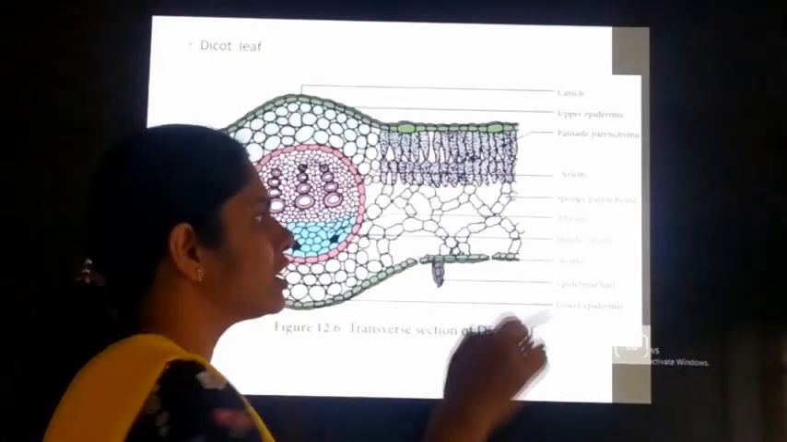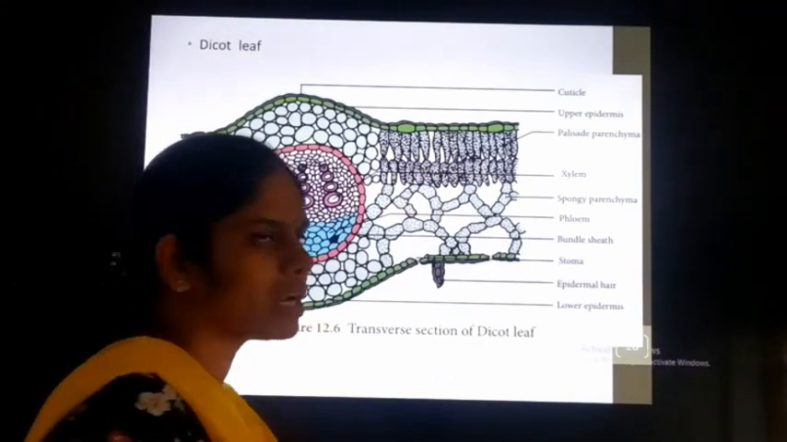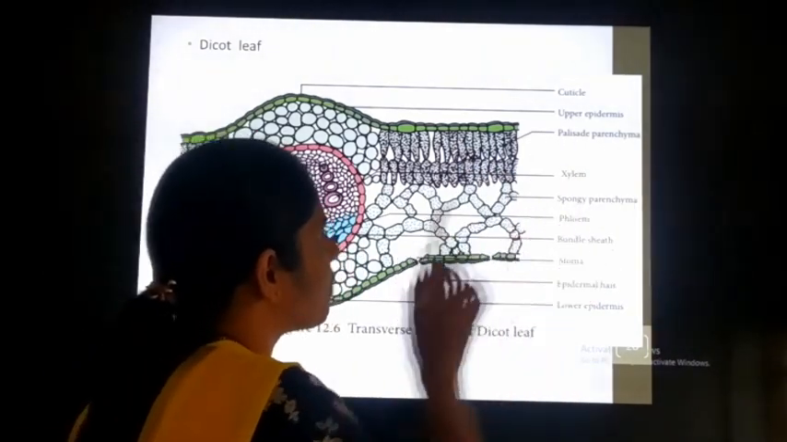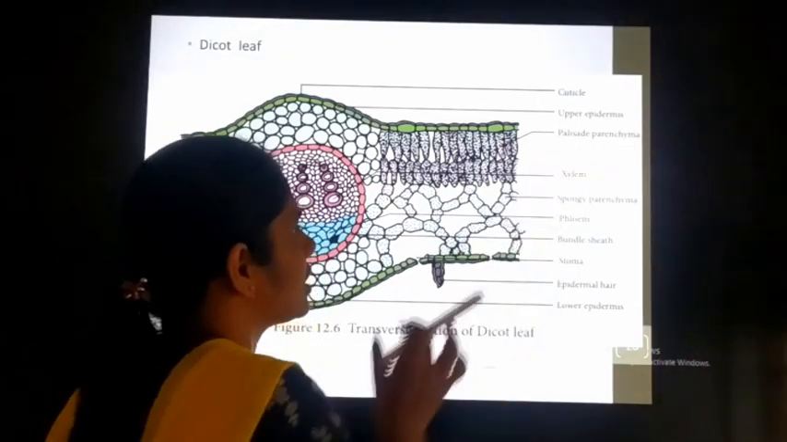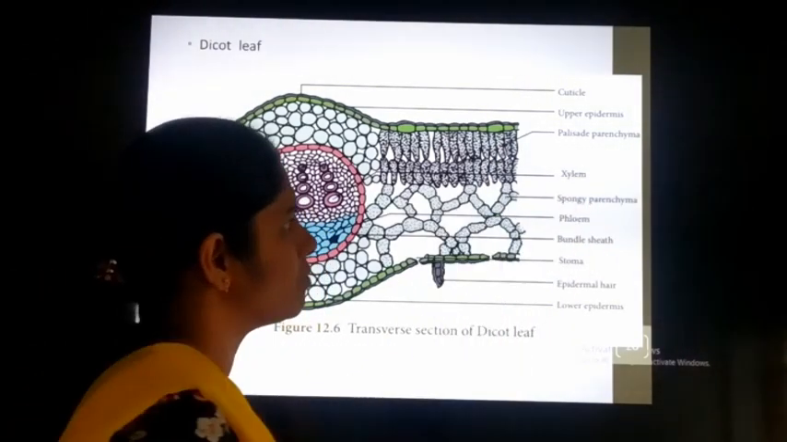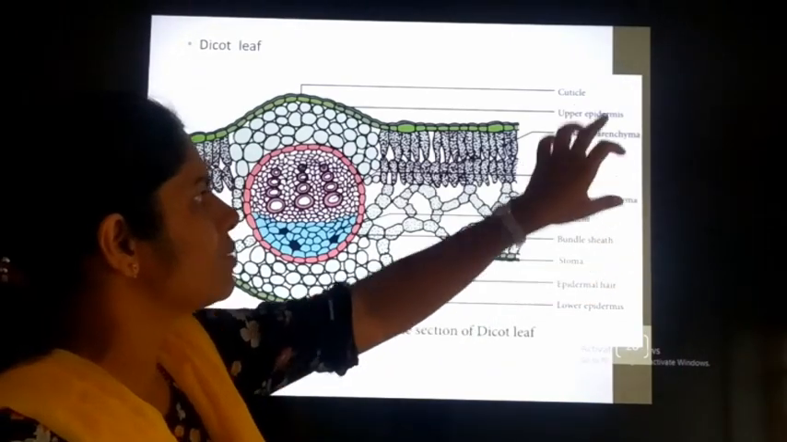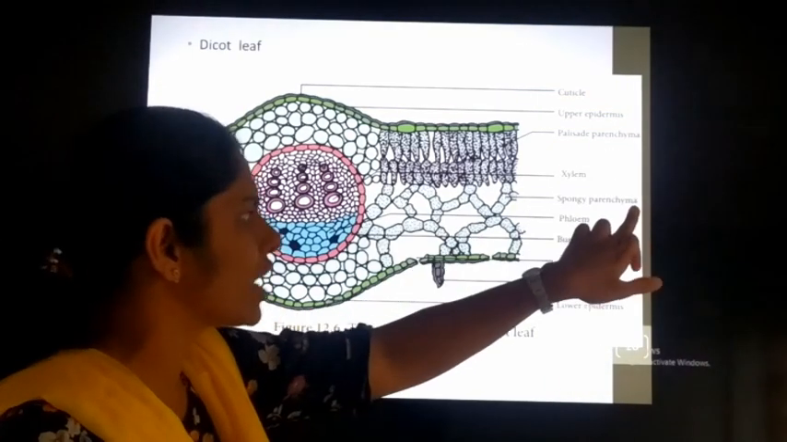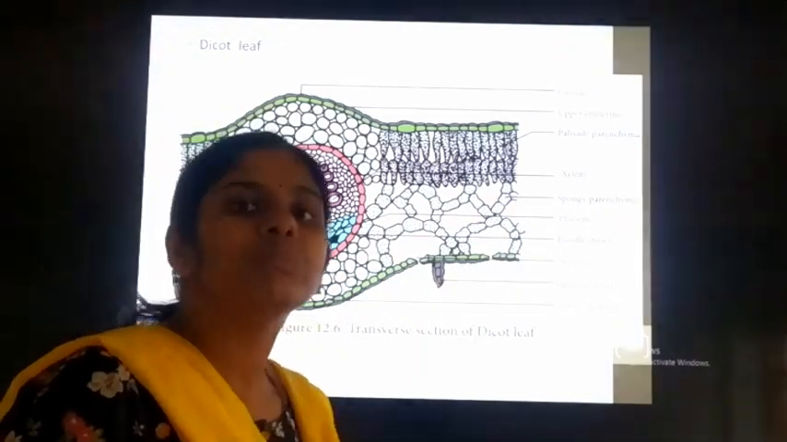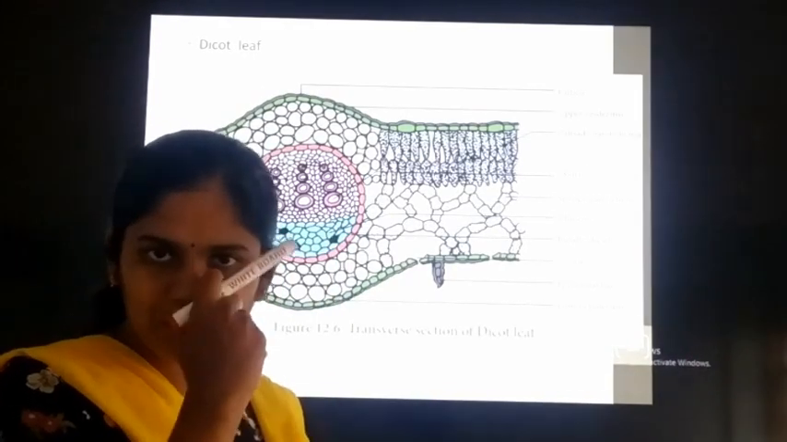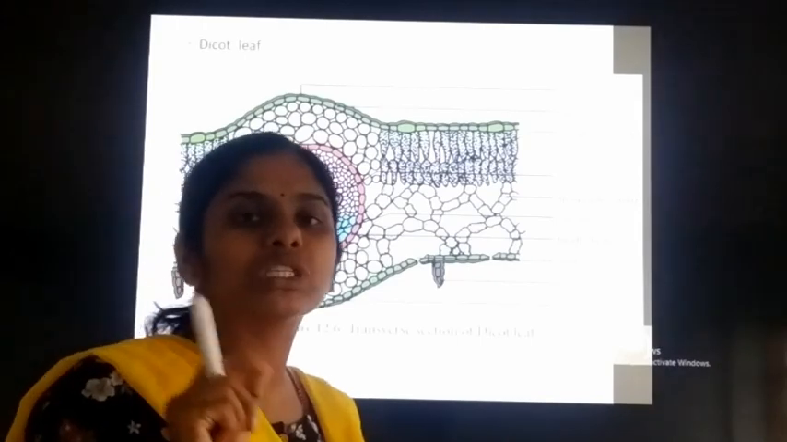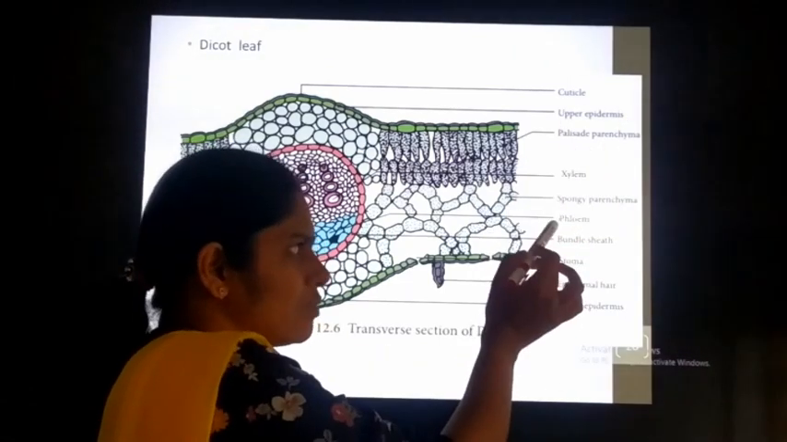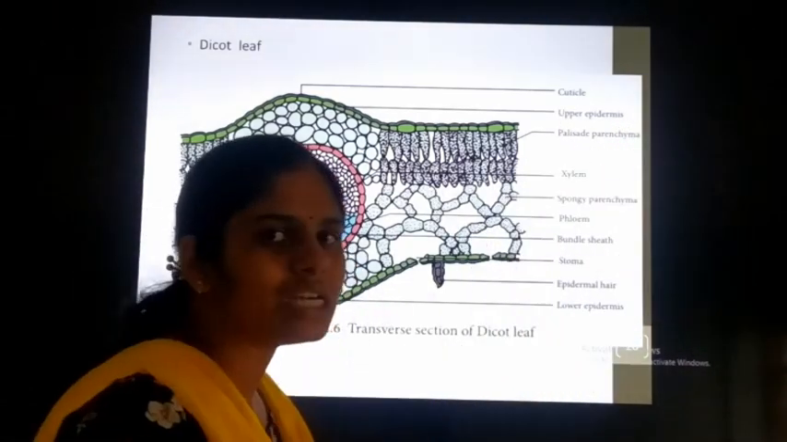In the ground tissue of a leaf, there are two types of parenchyma cell: palisade parenchyma and spongy parenchyma. Palisade and spongy parenchyma are the types of parenchyma cell, and together they are called the mesophyll tissue.